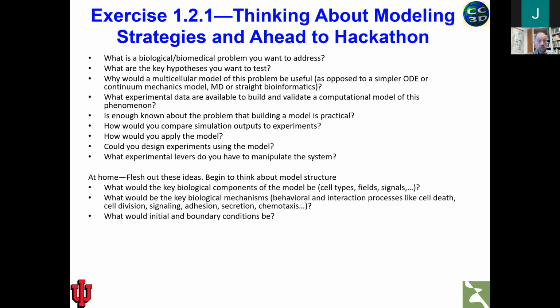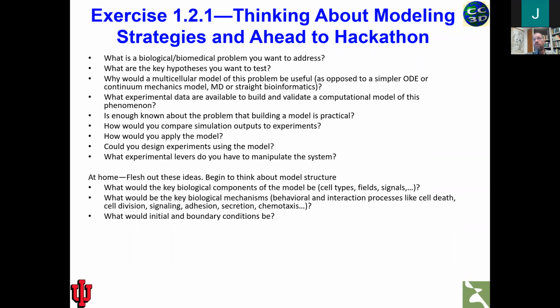If you're a student, there might still be something that particularly interests you. And then what are the key questions you want to answer? What are the biological hypotheses you want to test? Think a little bit about whether a multicellular model is the appropriate thing to use. Should you be using a continuum model? Should you be using a molecular model? Should you be using something else?